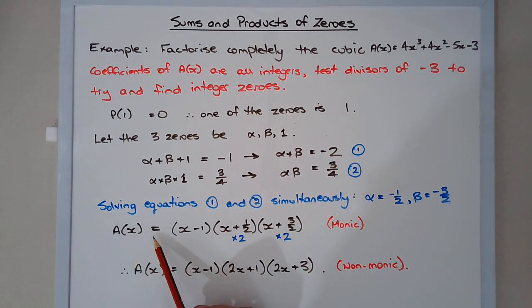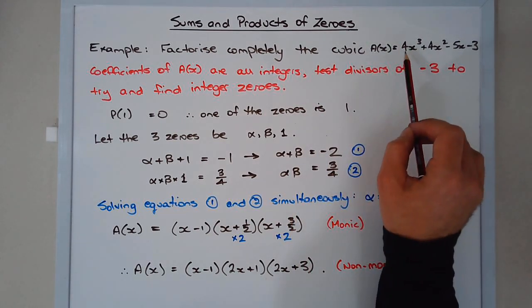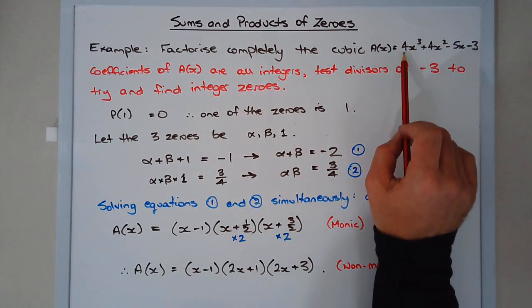Now A of x can be expressed in terms of the product of the three zeros. So A of x is equal to x minus 1 in brackets, multiplied by x plus 1/2 in brackets, multiplied by x plus 3 on 2. But we have a slight problem with this in that the original cubic is non-monic. The leading coefficient is 4.